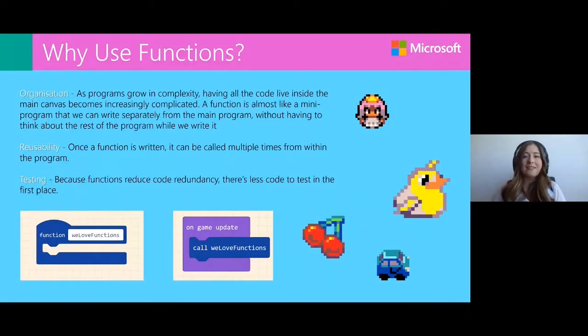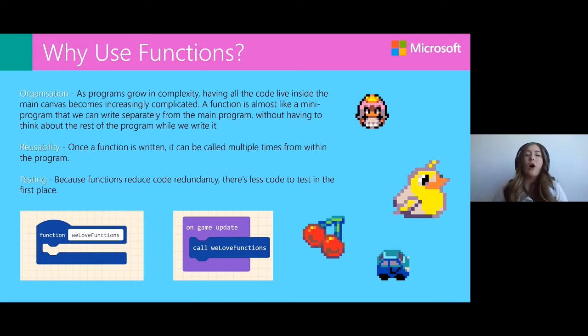As I said, I want to create a function because my on start block is becoming very, very full. It's becoming unorganized and untidy, and I don't want that. So I can use a function for organizational purposes. As your program grows in complexity, as it has over the past 4 weeks, all the code that's living inside that one start block becomes increasingly more complicated. The way we think of a function is almost like a mini program that we can write separately away from our code, and then we can just call it whenever we need it.